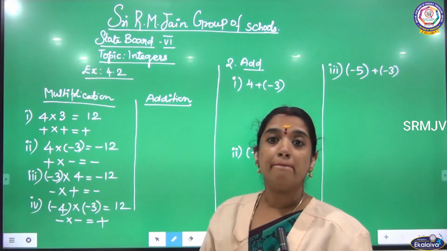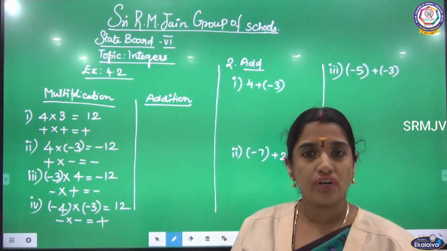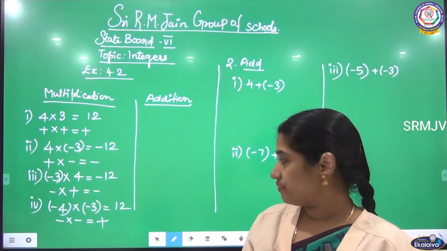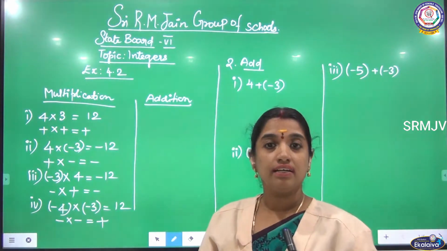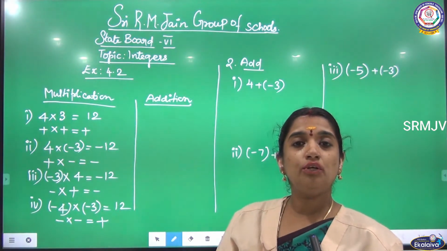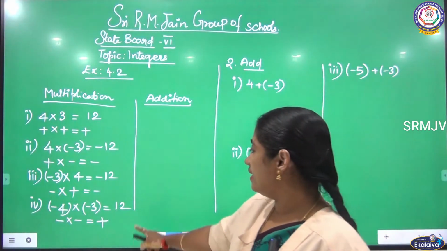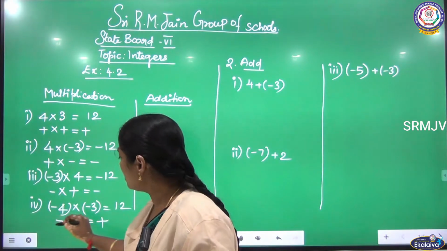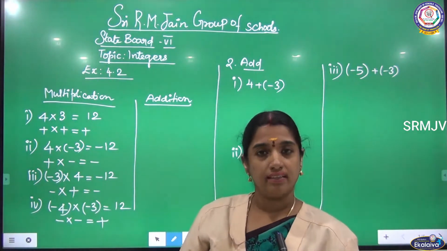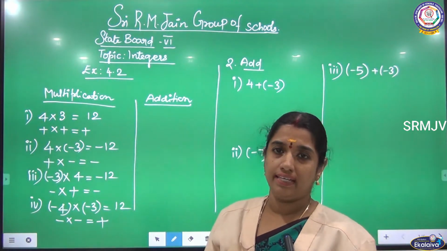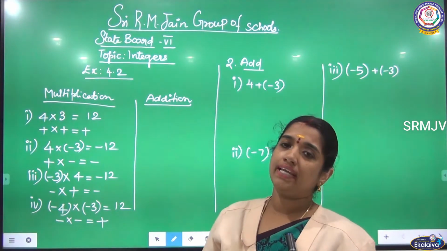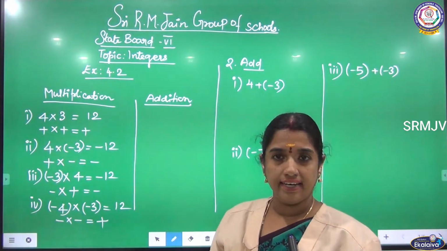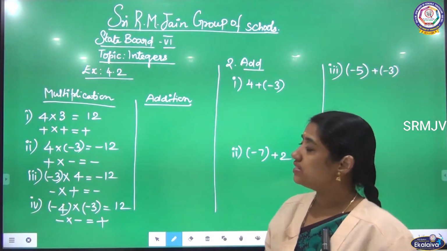The third one, minus plus, here also alternate sign, so you get the negative integer. And see the fourth one, when I multiply two negative integers, I get the positive. So what you have to remember is, if two signs are the same, you get the positive integer: plus into plus is plus, minus into minus is plus. Alternate signs mean you get the negative integer. Can you clear this, children?